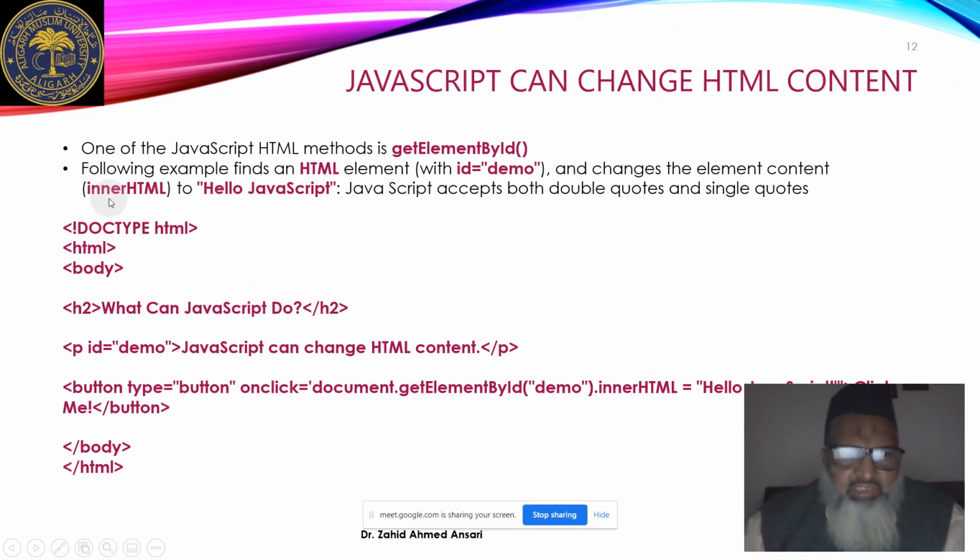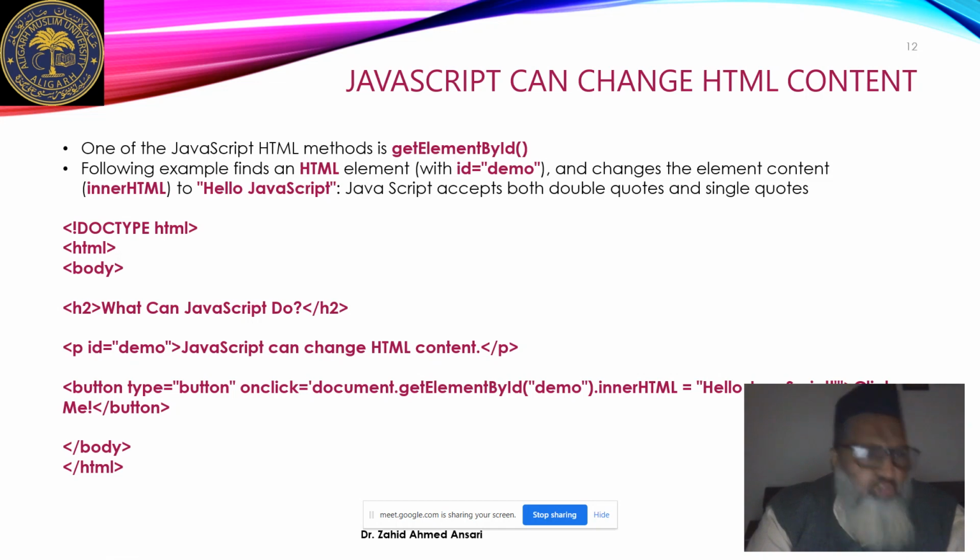HTML you people have studied, right? Yes, sir. One of the JavaScript HTML methods is getElementById. You have so many HTML elements. So in order to get an HTML element by its ID, there is a method called getElementById.